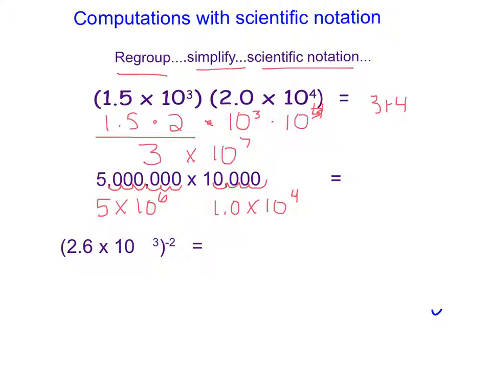Then I'm going to regroup 5 times 1 times 10 to the 6th times 10 to the 4th, and then simplify. 5 times 1 is 5 times 10 to the... when I'm multiplying powers with the same base, I add the exponents, so 10 to the 10th. So extremely easy when it's in scientific notation.